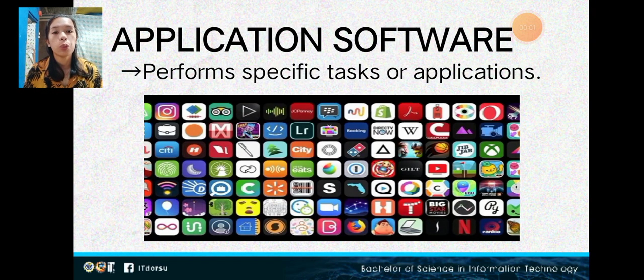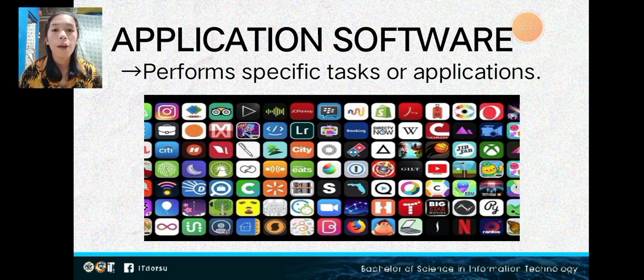Good day. As a continuation to the first reporter, now I'm going to discuss what application software is. Application software performs specific tasks or applications. As a user, the goal of application software is to help us perform our specific tasks. For example, in school, if we have homework or reports, we can use any application for that task. Example, Microsoft PowerPoint. We can use that application if we have a report and we have to create a PowerPoint presentation.